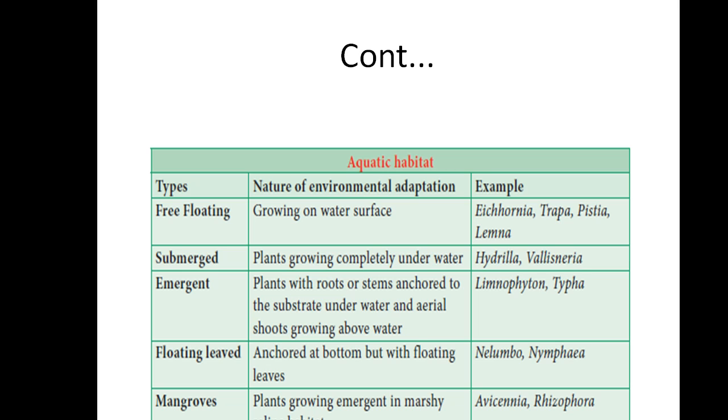Mangroves means plants growing emergent in the marshy saline habitat. The plants which grow under a high concentration of sodium chloride in the water are called this. Examples, Avicennia and Rhizophora. Again you will read this in the upcoming chapters.